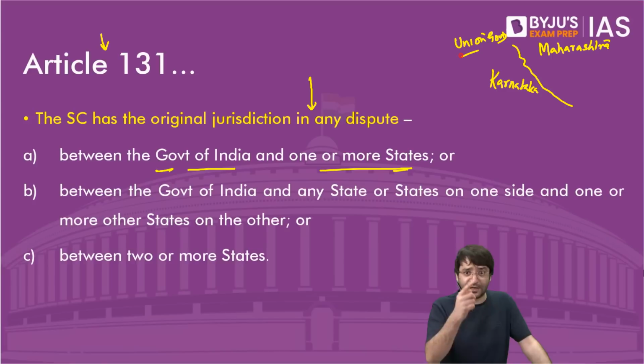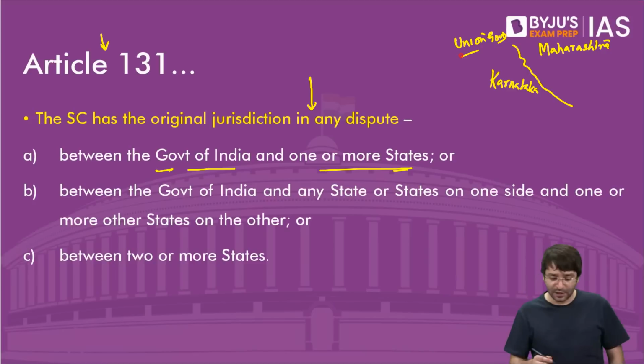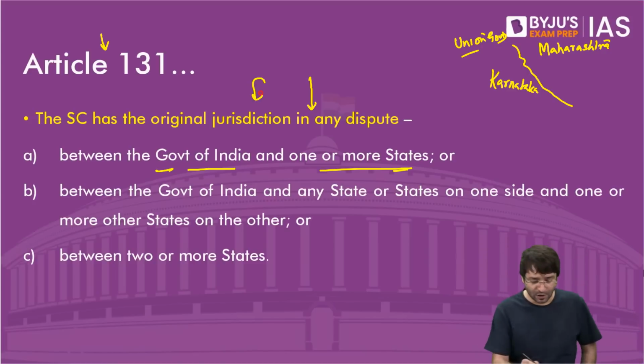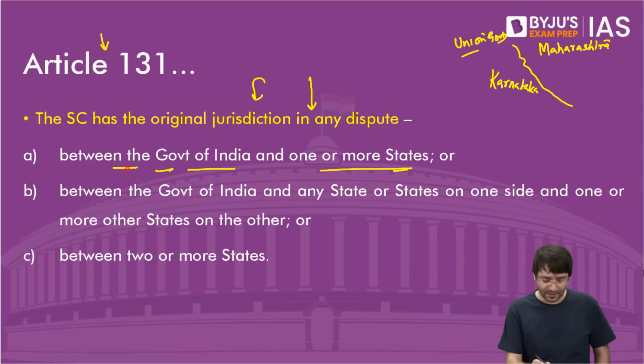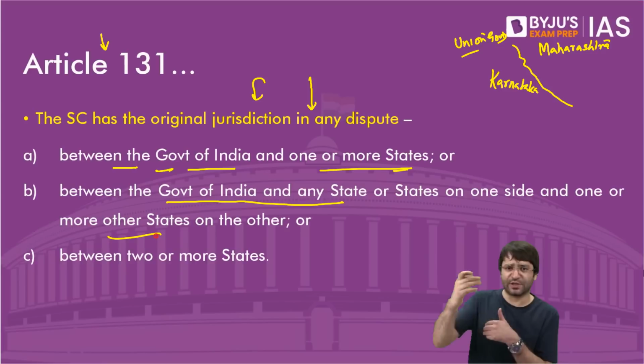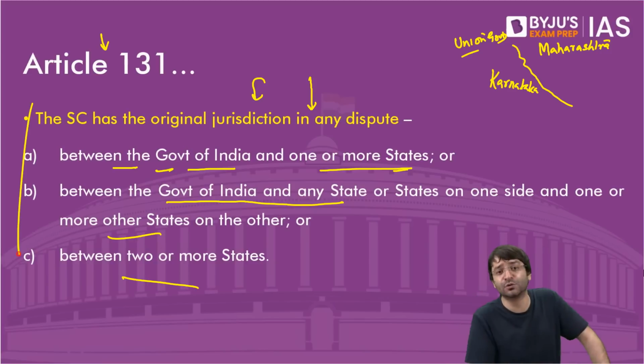That means you can directly and exclusively file such disputes in the Supreme Court. So under Article 131 of the Constitution, the Supreme Court has the original exclusive jurisdiction on all disputes involving Government of India and states, between the Government of India and any state on one side and one or more states on the other side, between two or more states. All these federal cases can be directly and exclusively filed at the Supreme Court. So on all these cases, Supreme Court has the exclusive jurisdiction.